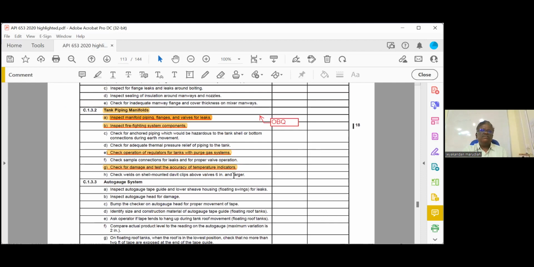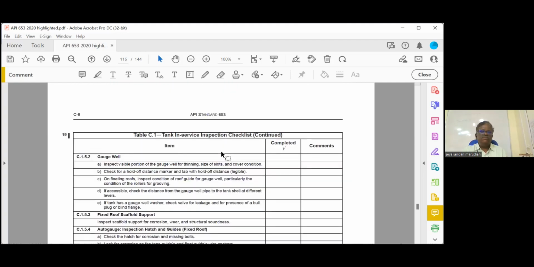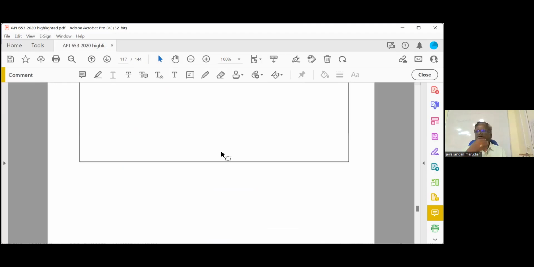Then next page, tank pipe manifold was asked in one of the exams. So generally the question will be which of the following need not be checked in the tank pipe manifold during in-service inspection. Then you have to check which one is not the answer and choose it. Only these two were asked in the various exams.